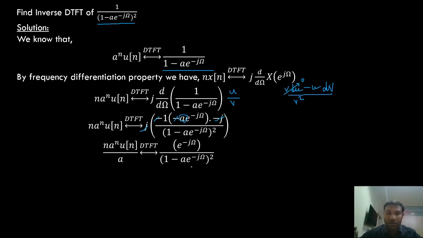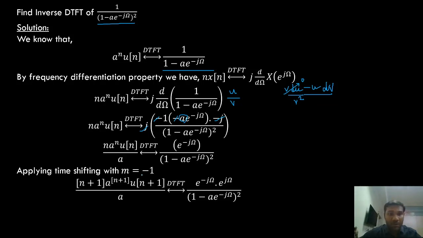So far we have found out this DTFT pair. Now I am going to apply time shifting with m equals minus 1. So what will happen? In place of n, I am going to substitute n plus 1 on the left hand side, and on the right hand side, I am going to multiply the entire expression with e power j omega. That is with time shifting.